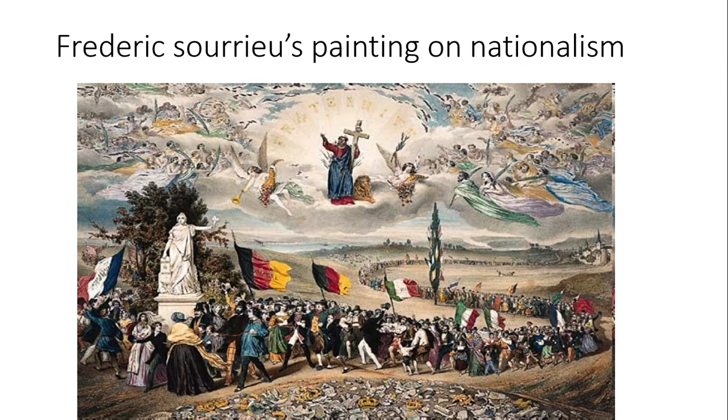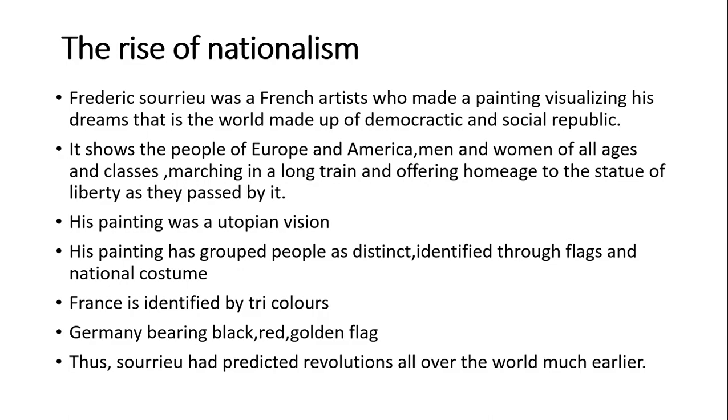and this was in 1848. Frederic Sorrieu was a French artist who made a painting visualizing his dreams, that is the world made up of democratic and social republics.